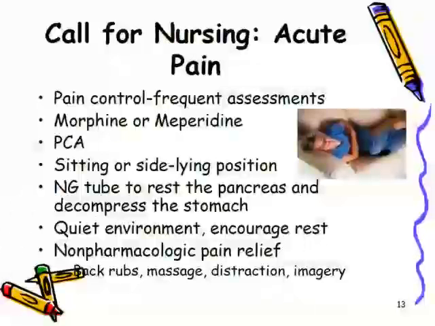So remember, trypsin is the enzyme that breaks down proteins, amylase is the enzyme that breaks down starches, and lipase is the enzyme that breaks down fats. So typically these patients will have an NG tube in and be NPO. So encourage rest, a quiet environment, and non-pharmacological pain relief such as back rubs and distraction-guided imagery and those types of things. So please see the care plan that's in your textbook that talks about a client with pancreatitis.